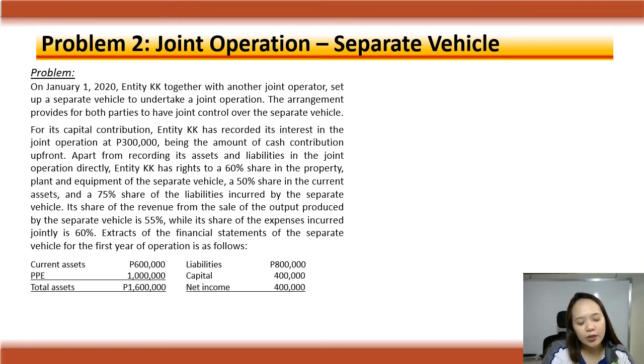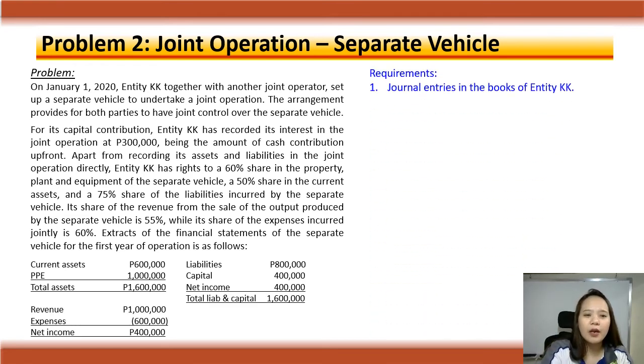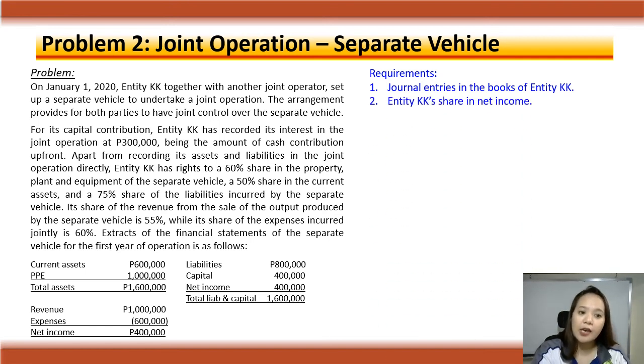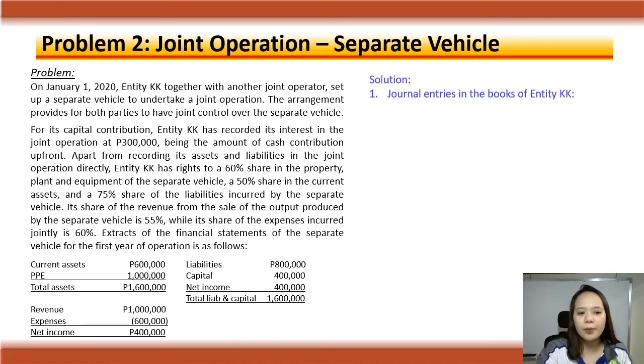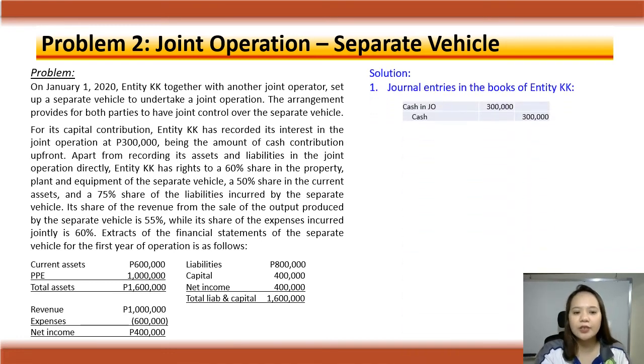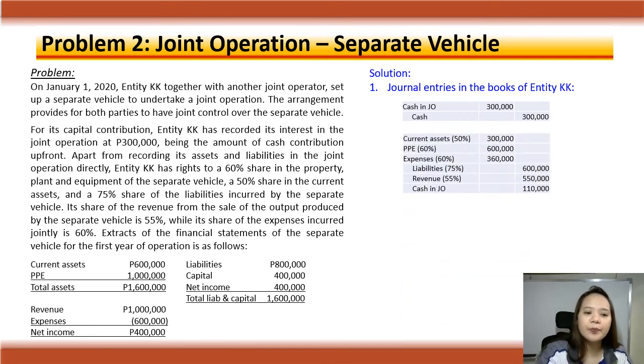So, binigay din yung results ng separate vehicle. Meron kang balance sheet, meron kang income statement. Requirements: journal entry sa libro ni joint operator entity KK, and magkano yung share niya sa net income ng joint operation. Okay, let's present the journal entry sa libro ni KK. Una, nagbayad siya ng 300,000 for the initial investment. So, parang nireclass mo lang yung cash mo. So, debit cash in joint operation, credit cash, yung normal na cash niya, to indicate lang na nilipat mo yung cash dun sa separate vehicle.